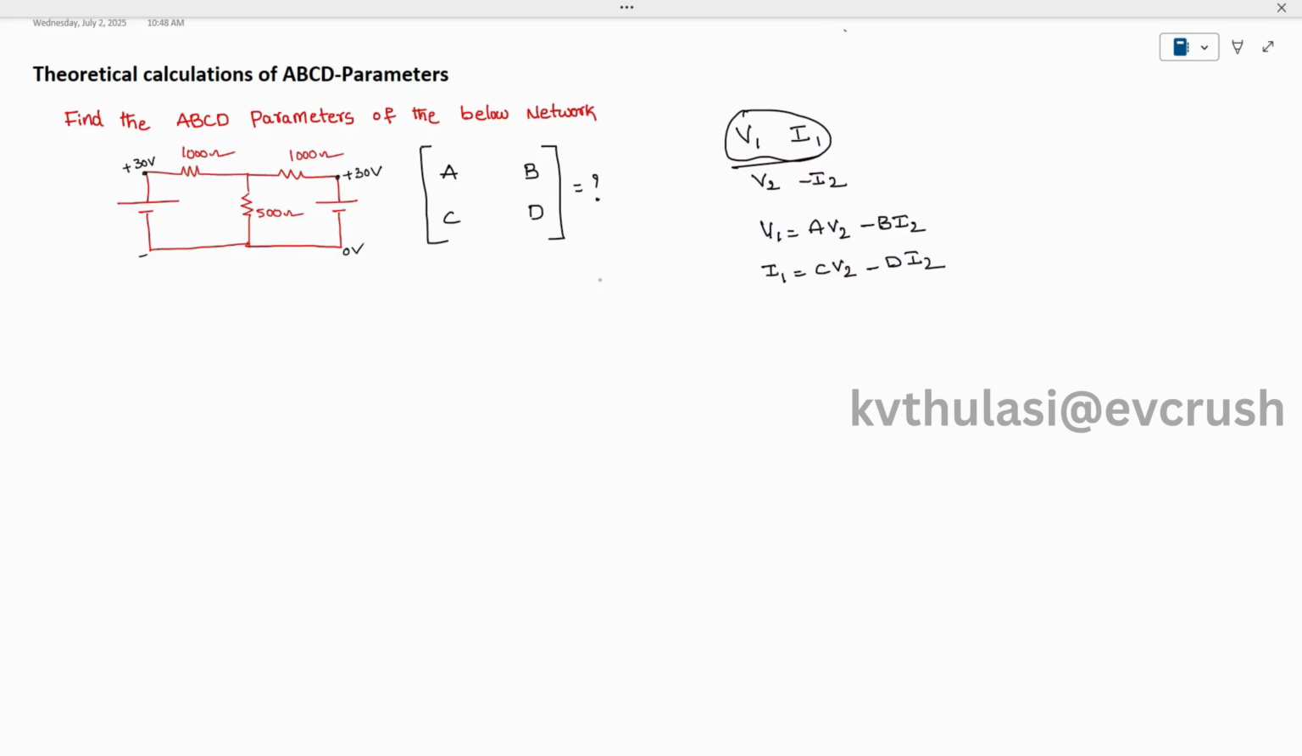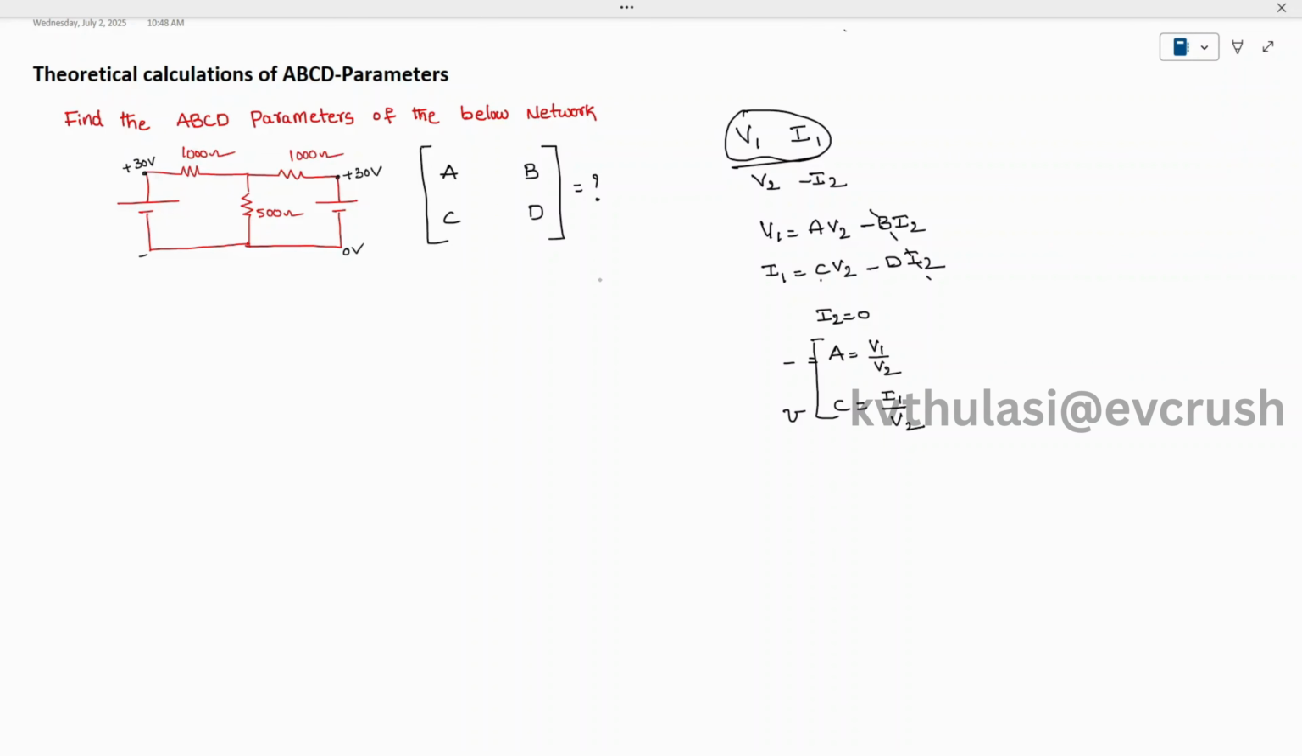Initially, to find A and C, we have to make I2 equal to 0. When I2 is equal to 0, the value of A is equal to V1 by V2, the reverse voltage gain. Next, the value of C: C is equal to I1 by V2. Here A is of no units, and C is of I by V units.